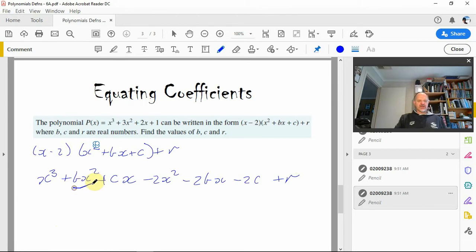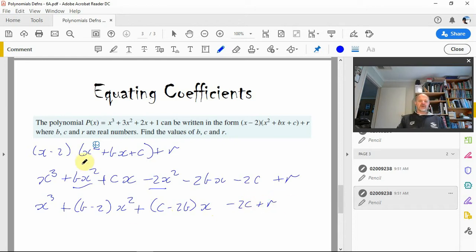All right, collect our like terms. So we've got x cubed plus b minus 2, taking the x squared out as a common factor, plus c minus 2b lots of x, and then minus 2c plus r.